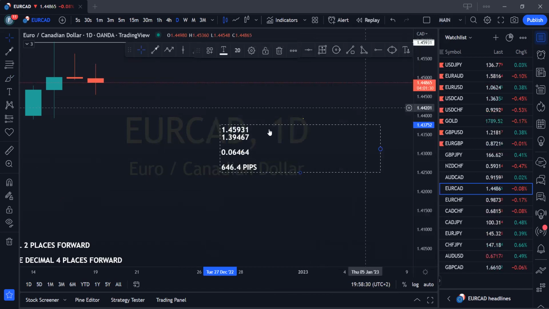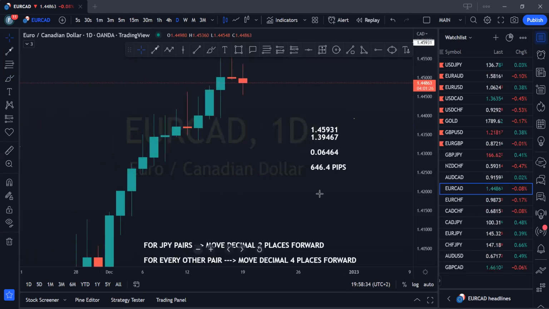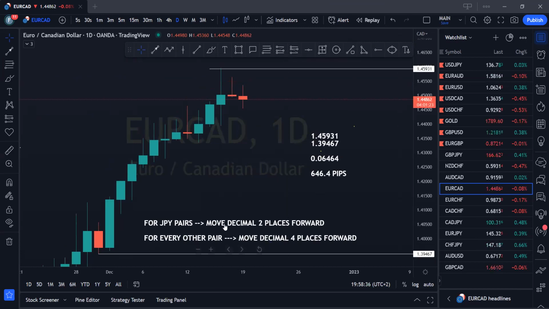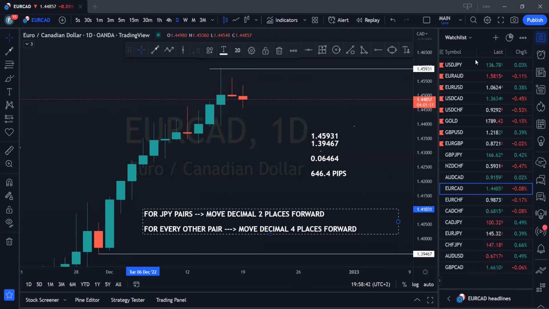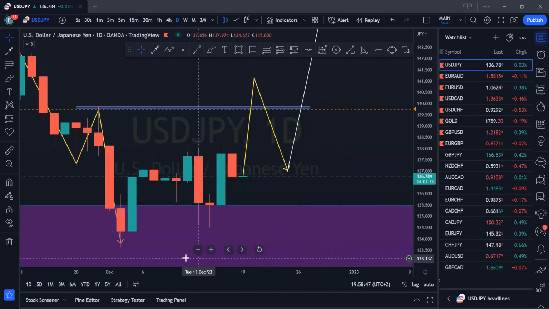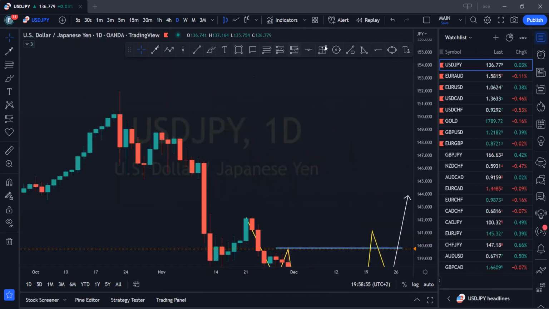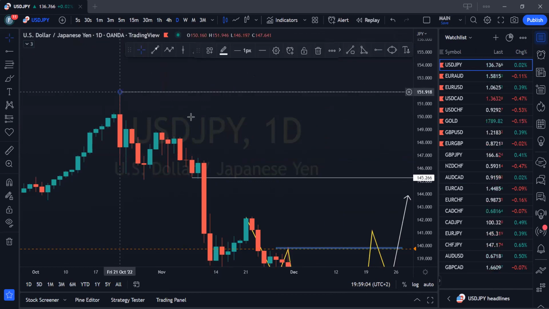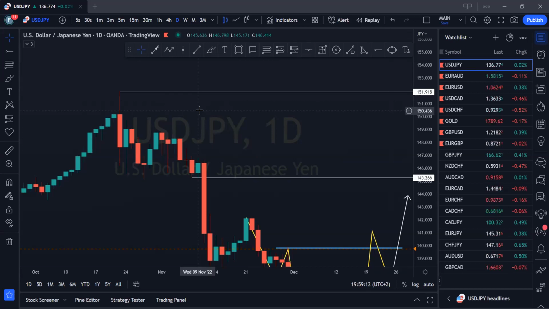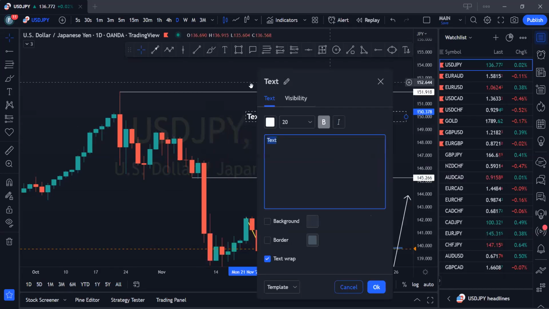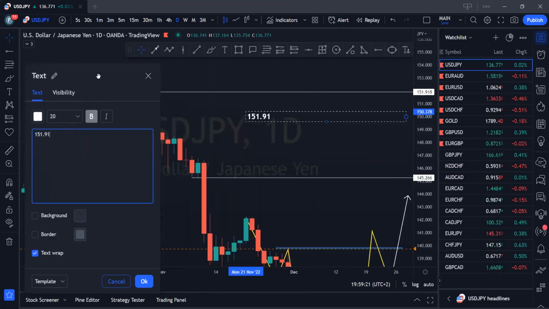Is that clear, Mr. Ambrose? So that's for every other pair aside from JPY pairs. For JPY pairs, you move it 2 decimal places forward. So let's go to USD JPY. Let's assume we want to measure the pip movement from this low here to this high. You take the price of the two and then subtract: 151.918 minus 145.266.